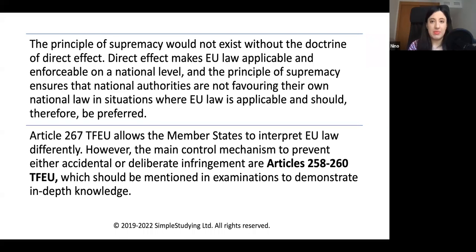Direct effect makes EU law applicable and enforceable on a national level, and the principle of supremacy ensures that national authorities are not favoring their own national law in situations where EU law is applicable. Article 267 TFEU allows the member states to interpret EU law differently. However, the main control mechanism to prevent either accidental or deliberate infringements are Article 258 and 260. Under the Article 258 procedure, the EU itself can bring an action against the member state for failing to comply with EU law.